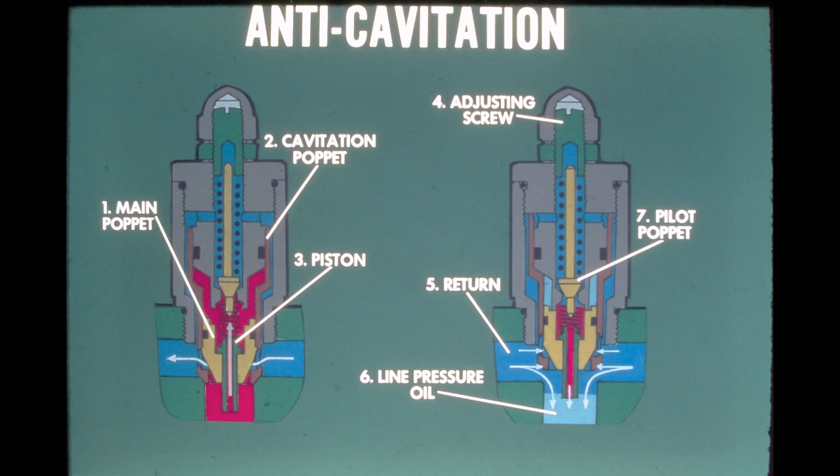The illustration at the right shows what happens in the valve to prevent cavitation when line pressure oil in the cylinder passage drops below the pressure of the oil in the return passage. When line pressure drops, the pressure above the main poppet also drops. At this condition, the pressure of the return oil working on the 2 beveled areas can overcome the force of the spring above the piston, unseating the cavitation poppet and the main poppet. With the cavitation poppet unseated, return pressure oil is able to fill the void in the cylinder line passage.